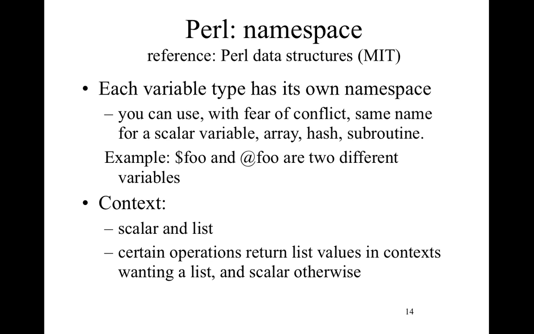So you can use, without fear of conflicts, the same name for a scalar variable, an array, a hash, a subroutine, a function, everything. You can just reuse the same name. Kind of dangerous, actually, but very flexible. So here's an example of foo.